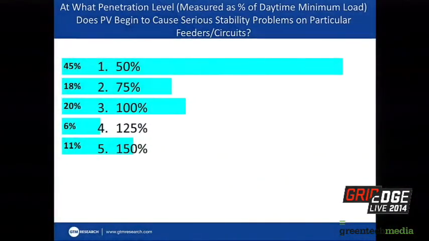Naimish, you get to kick us off on this one. What's your vote? Well, I think first the key thing is the metric that you define. So it's percentage of daytime minimum load. So I actually chose number three, 100%. But the real answer here is it depends on where you are on the feeder. If you're close to the substation, then even if you're seeing PV export equivalent to minimum load, you can see voltage violations on the upper ANSI range. If you're way at the bottom of the feeder, you're likely not to see violations. So there is a strong feeder dependence in terms of location as to where you're going to see this.